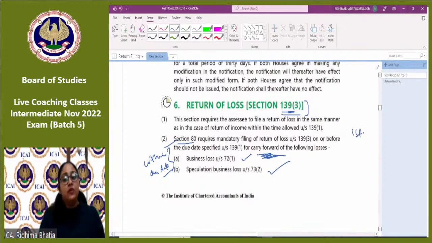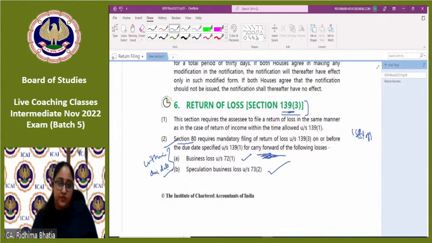If I have to only set off the losses, meaning I do not want to carry it forward, then I can file a late return also. Did you get confused here? Then what does this mean, ma'am? If you only have to do set off, it is a simple thing.